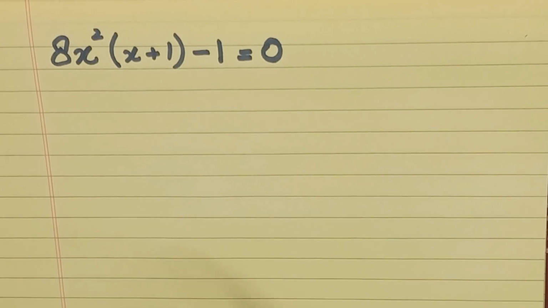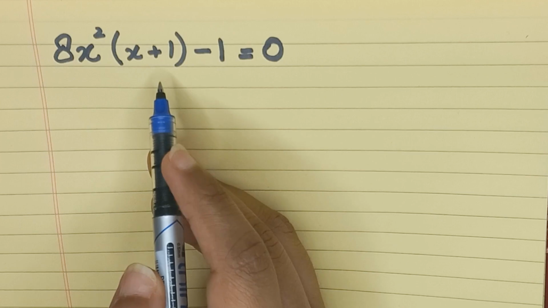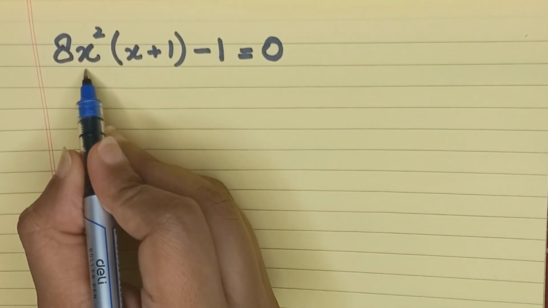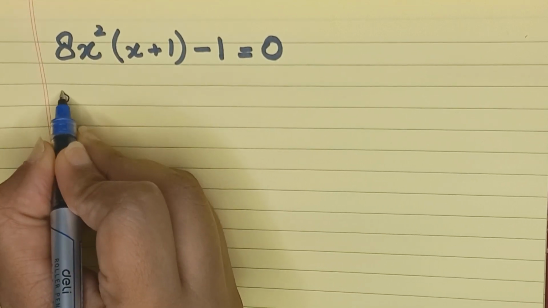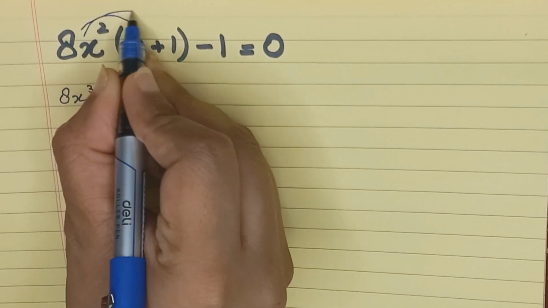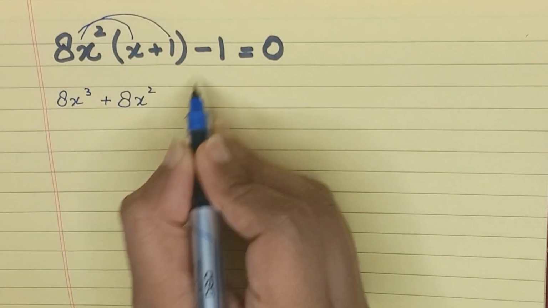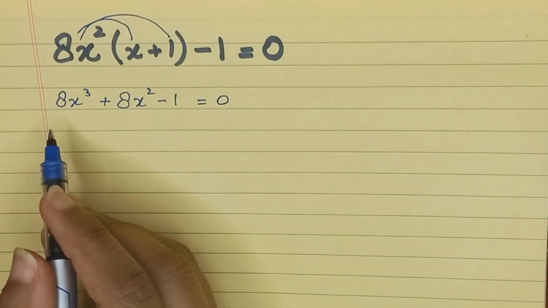So friends, the question is 8x raised to the power 2x plus 1, minus 1, is equal to 0. First of all, multiply them. It will become 8x cube plus 8x square minus 1, which is equal to 0.